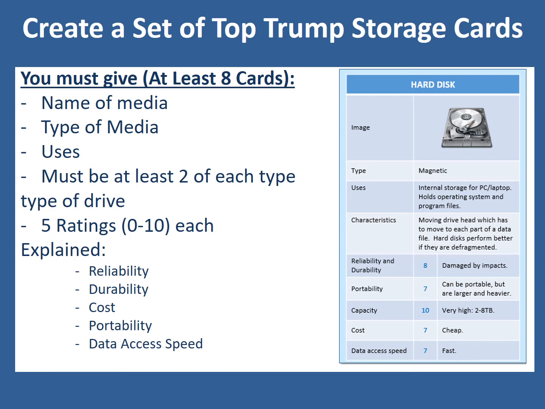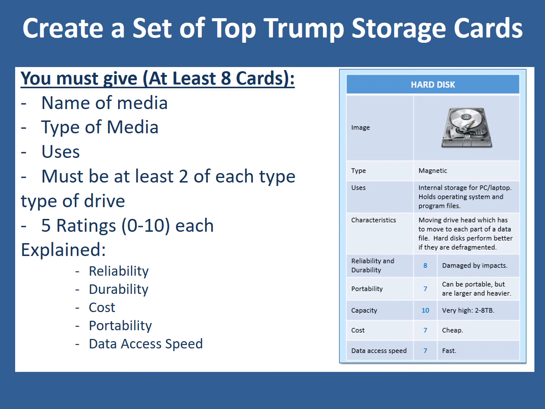This is an example for a hard disk. The title is right at the top in dark blue. There's an image, there's a type of media, so it's magnetic, and its uses. For example, on this one, holding the operating system and program files. Then underneath that, we've put some of the characteristics. So it's got a moving head, which has to move for each part of the file.